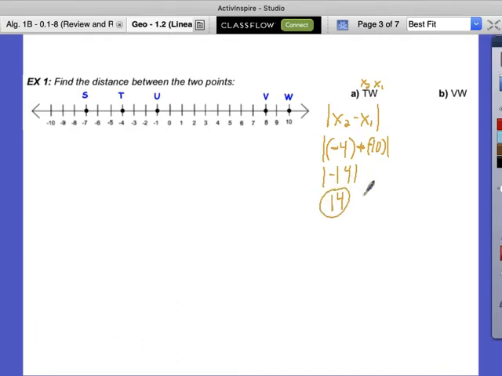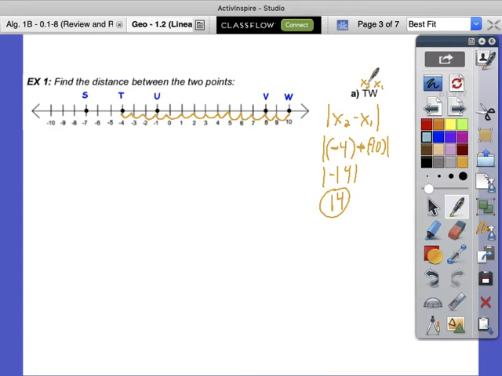How else could we find this, guys? Do the graph. You can count them, right? You can start at T. 1, 2, 3, 4, 5, 6, 7, 8, 9, 10, 11, 12, 13, 14. Did we get the same thing actually just going through and counting? Yes.